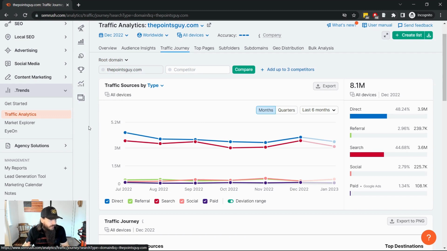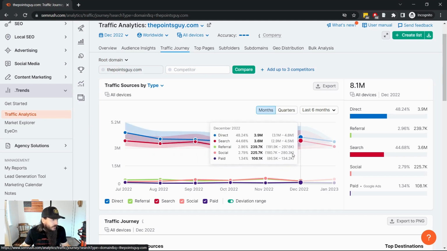Similarly, on referral traffic, you want to understand what are the biggest referrers to the site that you're potentially acquiring. You can see here for The Points Guy, it's only about 3% of total traffic, but roughly almost 250,000 visitors a month in terms of referrals from other sources. And you can see social is a pretty similar amount.